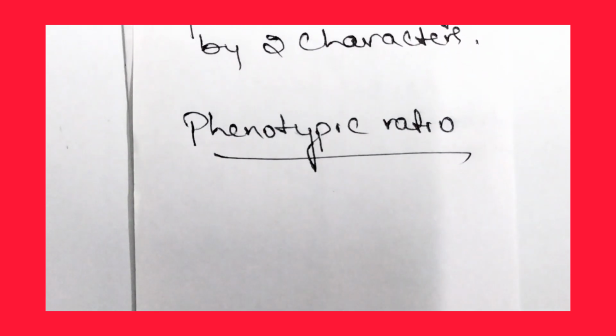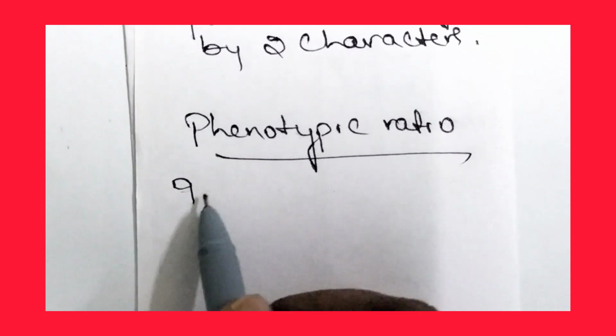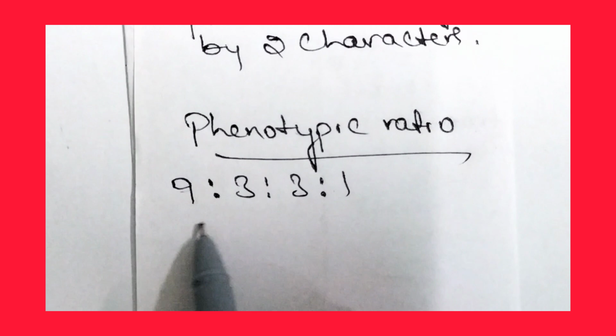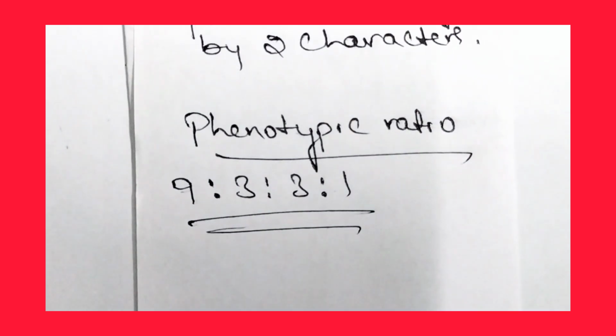Then what is the phenotypic ratio for dihybrid cross? The phenotypic ratio is 9:3:3:1. So 9:3:3:1 is the phenotypic ratio for dihybrid cross.